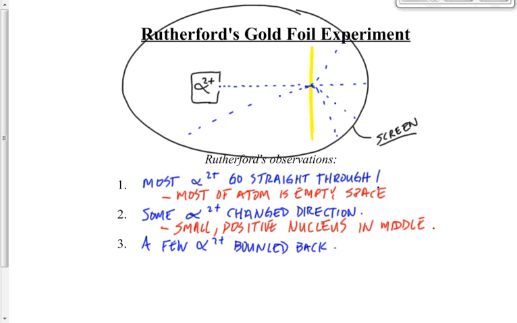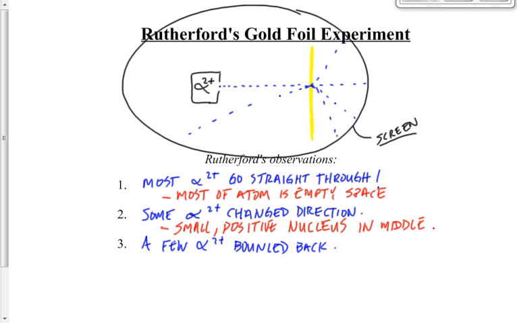But wait, a few of them bounce back. So 110 people running across the football field, 97 of them run straight across. 10 of them change direction. 10 of them get deflected. So there's got to be something that's pushing those 10 people away from a straight line path. 3 of them bounce back. What happened to the 3 of them? They ran into something. They ran into the nucleus, right? When they ran into the nucleus, they bounced back.